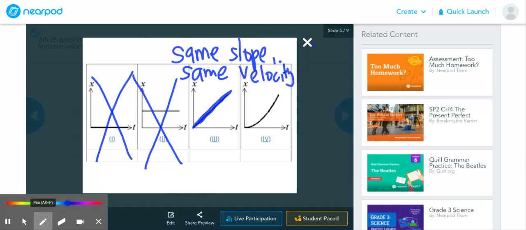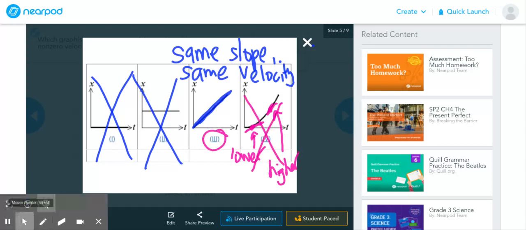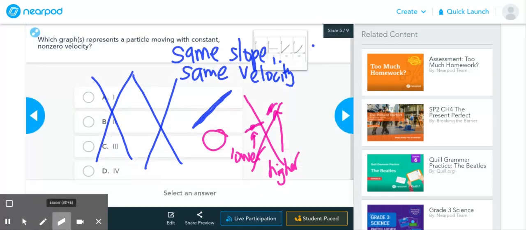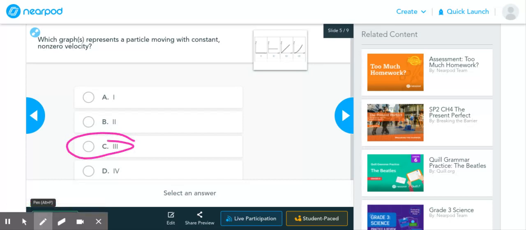Okay, the other one doesn't have the same slope. If we take a look at what the slope is right there, it looks like that, versus what the slope looks like right here, it looks like that. So you can see the slopes are changing. This one has a lower slope. This one has a higher slope. So the slope changes, so it's not constant. This is not a constant velocity. So it's only going to be 3. So your answer is, once again, C.